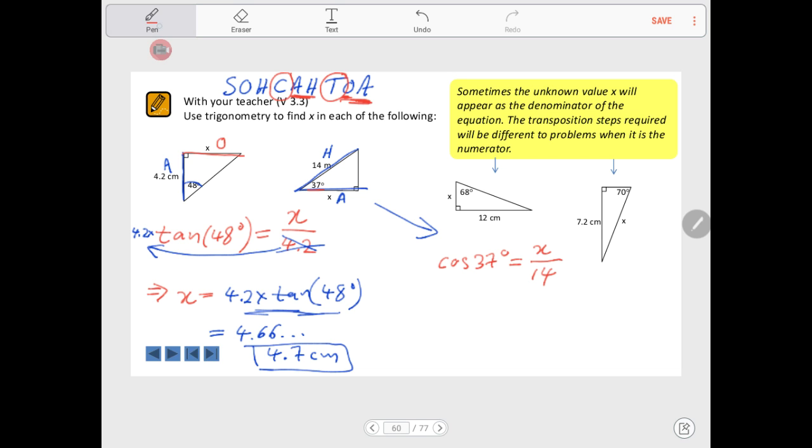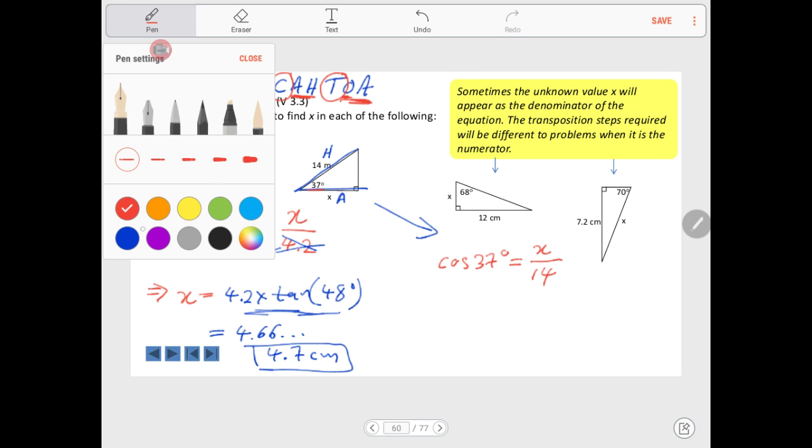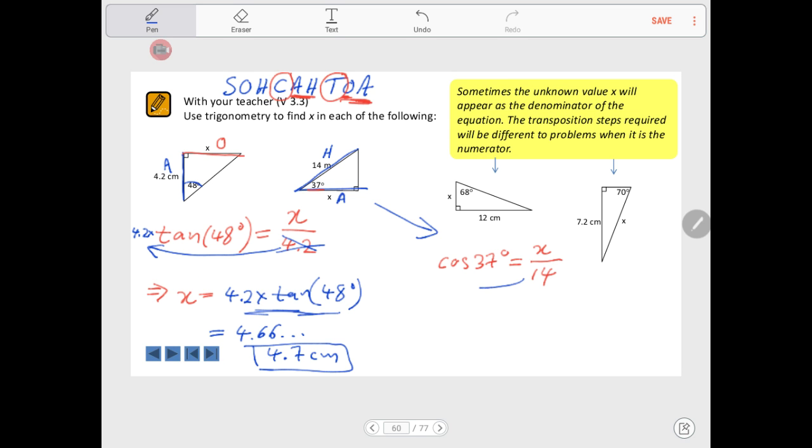Just like before, the 14 is dividing on this side, so we take it over and it multiplies. So x equals 14 times cosine 37 degrees. So try putting that into the calculator and you should get 11.2 metres.